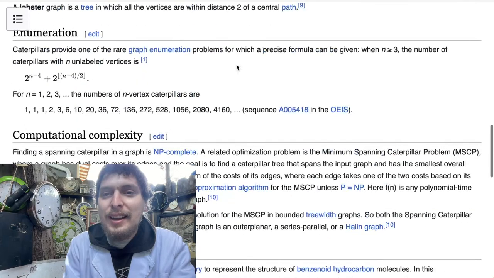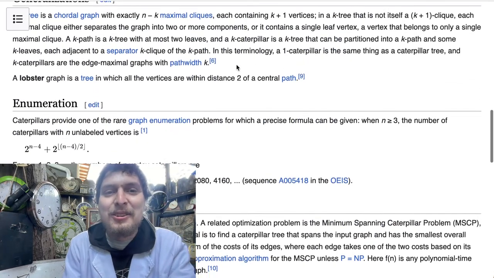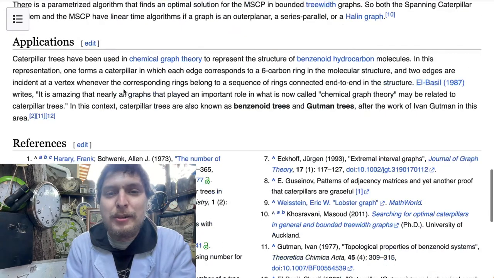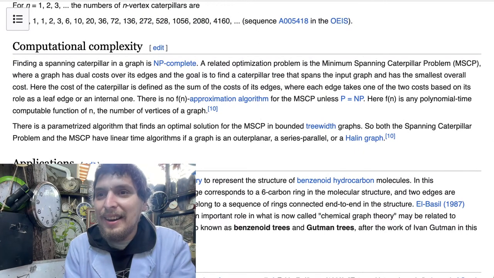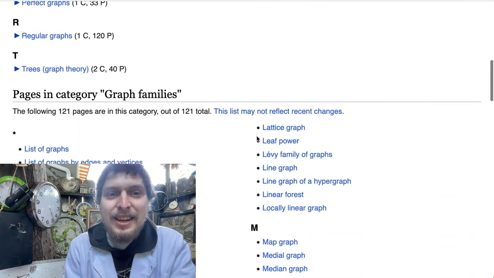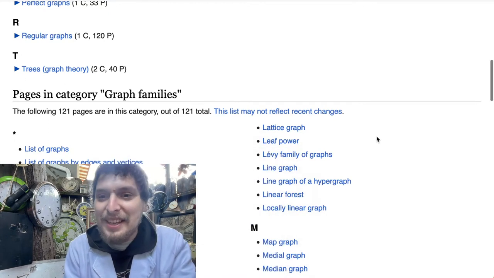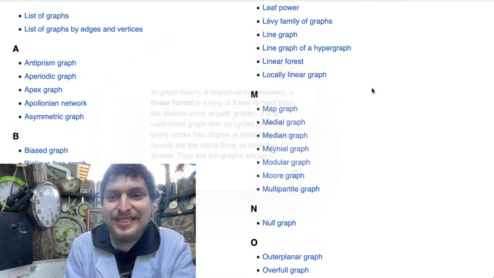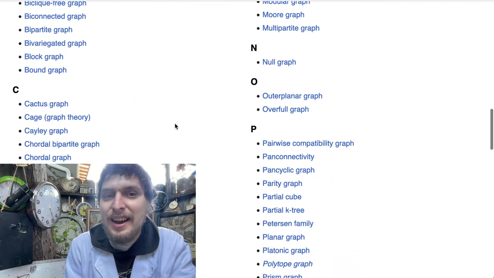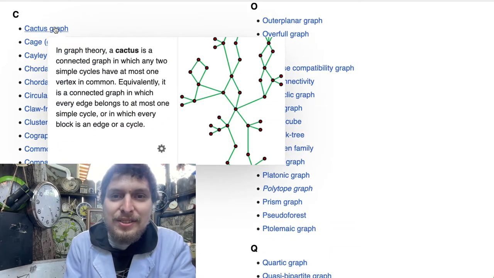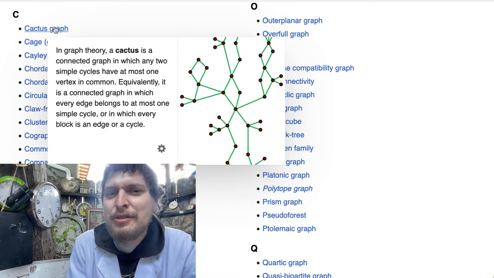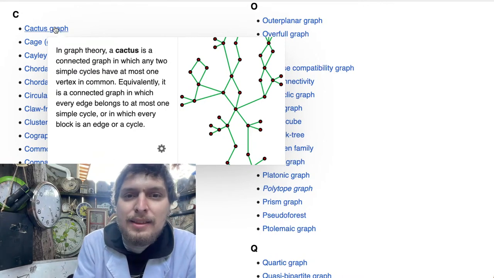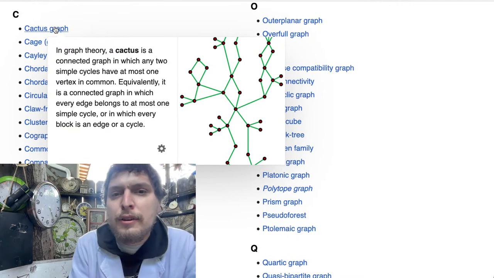That is pretty cool. And other examples of nicknames that we're going to go through: here we can see there's a lobster graph. That's a type of tree. And there are many wild nicknames. Here's just a few of the graph families. We got our trees. We got leaf power. So the leaf power of a tree is something you can measure. You got a linear forest. You got a lot of fun nicknames. We've got cactus graphs. Cactus graphs are connected graphs with any two simple cycles, which cycles are when you can go around a little path in it, kinda, having at most one vertex in common.